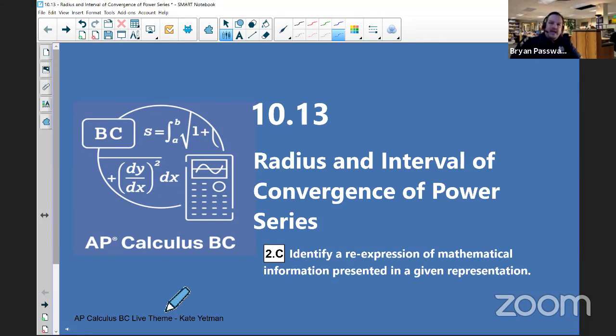We're looking today at topic 10.13 in the curriculum, and if you're like me, that doesn't really mean much to call things by number. So 10.13 is talking about radius and intervals of convergence of power series.